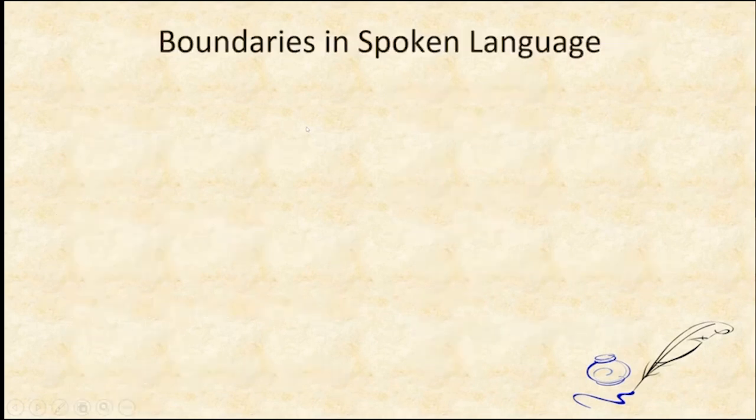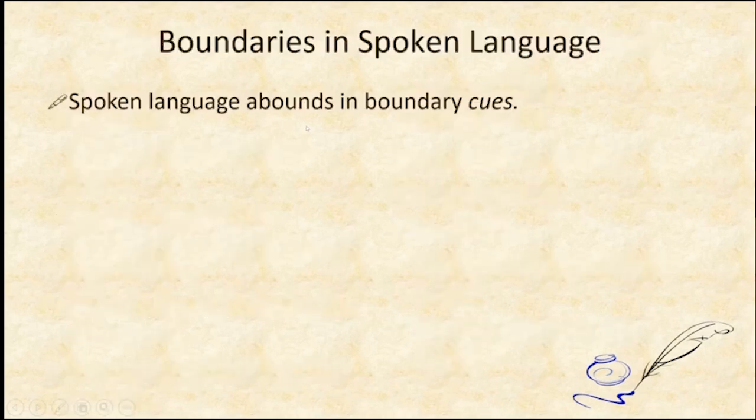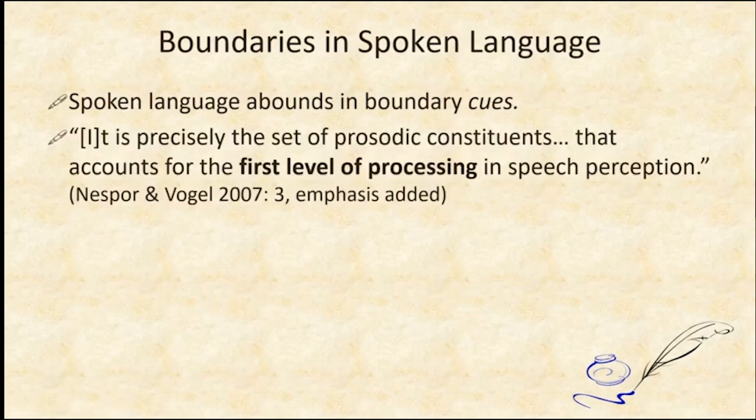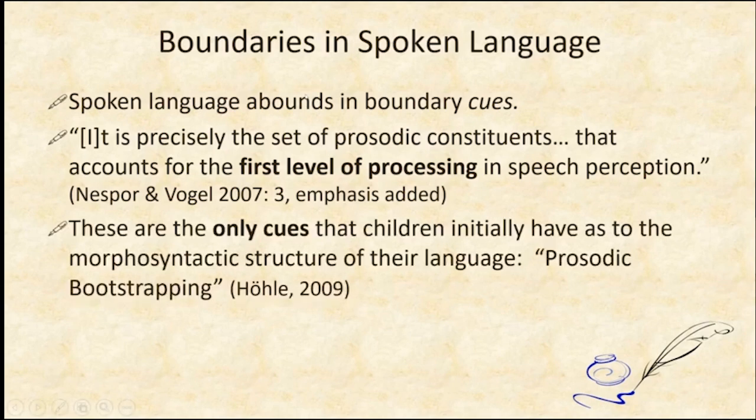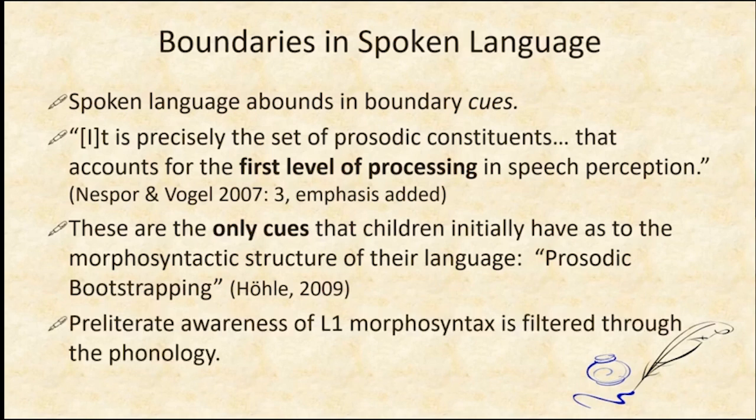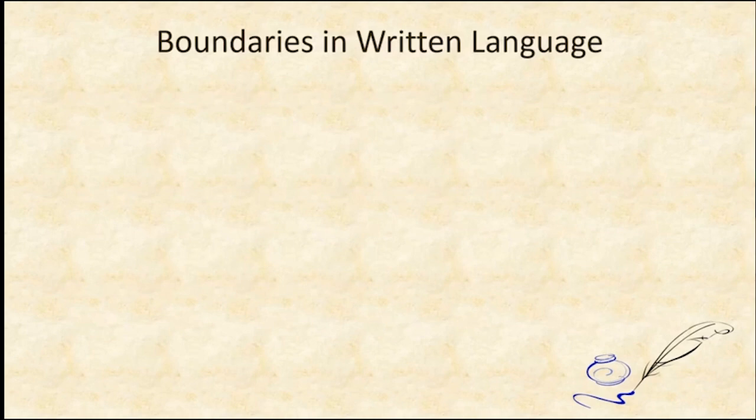So in speech, we have all kinds of boundary cues. And it is these cues that give us information for the first level of speech processing. And these are the only cues that children have to work with. By the theory called prosodic bootstrapping, this is the only information they initially have about the morphosyntactic structure of their language. So pre-literate awareness, at least of L1 morphosyntax, is filtered through the phonology. So what does that have to do with these boundaries in written language?